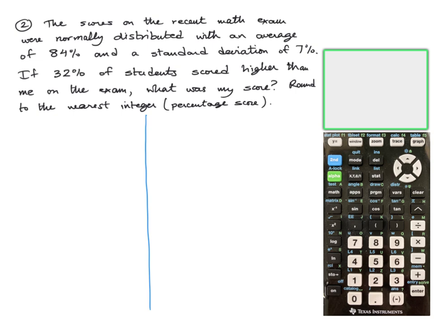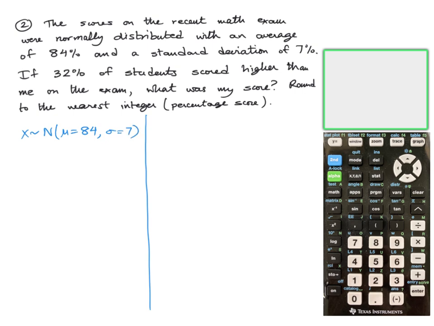The scores on the recent math exam were normally distributed with an average of 84% and a standard deviation of 7%. If 32% of students scored higher than me on the exam, what was my score? And I want to round that to the nearest integer percent score. So first of all, x is distributed as a normal distribution with mu equals 84%, or just 84, and sigma equals 7%, or just 7.